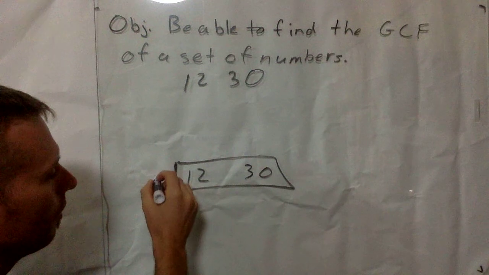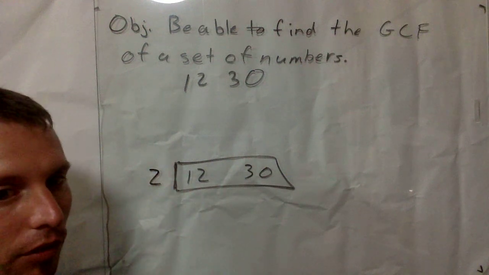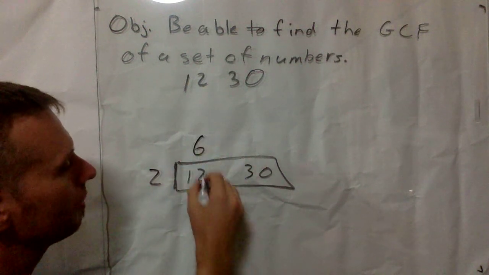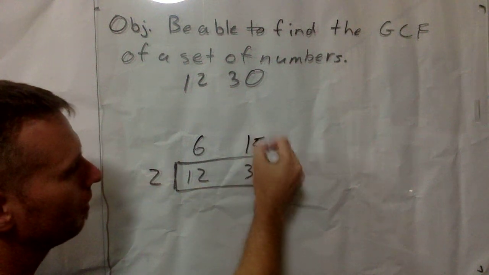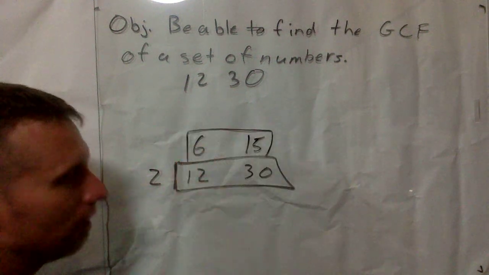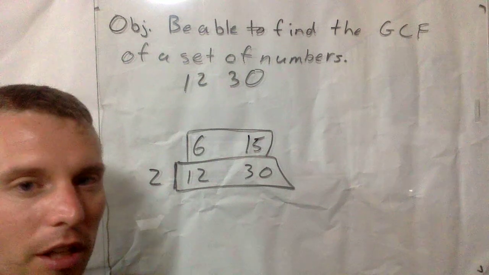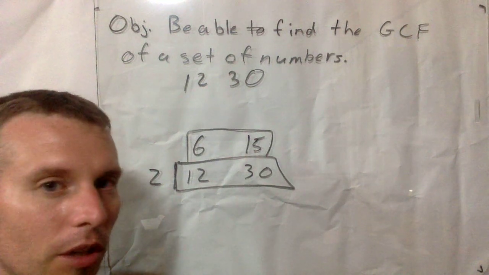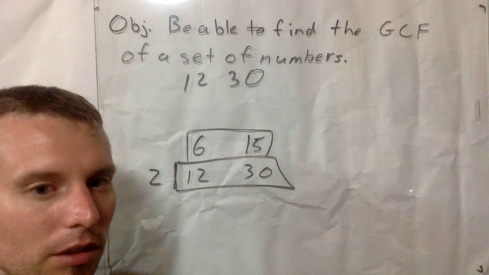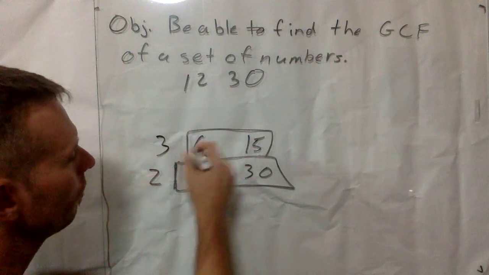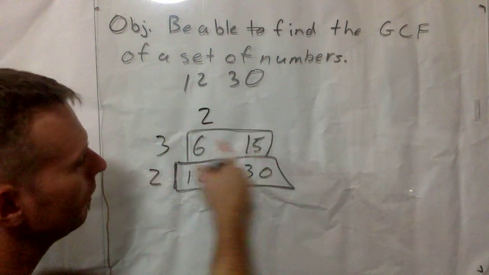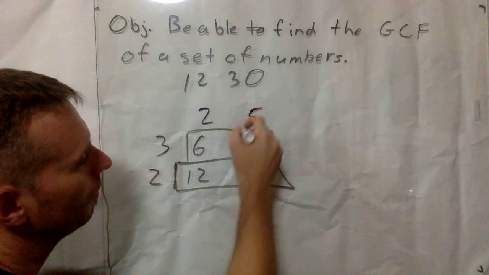Let's factor out a 2. If we factor out a 2 from 12, we get 6. If we factor out a 2 from 30, we get 15. Okay, and then we'll raise the next layer of our cake. Now, what number can we factor out of both of these? Okay, very good, 3. And if we factor out 3 from 6, we get 2. If we factor out 3 from 15, we get 5.